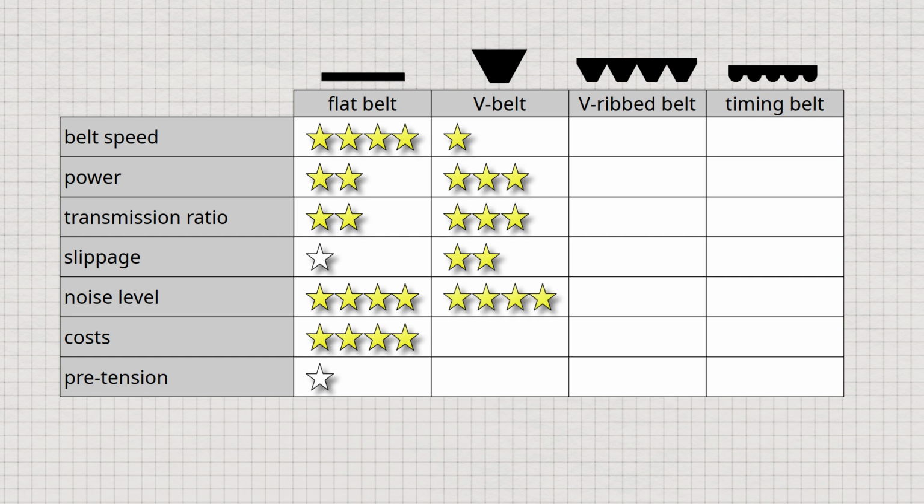In terms of cost, however, V-belts are slightly more expensive. The advantage of V-belts is that they require very little pretensioning, which reduces the load on the shafts and bearings and increases the service life of the entire drive unit.